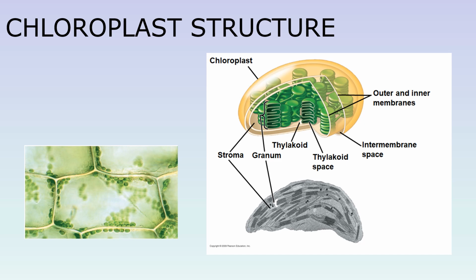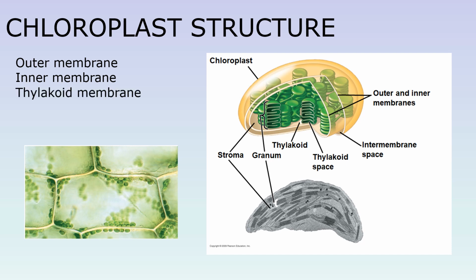The chloroplast, similar to the mitochondria, has an outer and an inner membrane. However, there is a third membrane inside that is called the thylakoid membrane. It surrounds what looks like these green stacks of coins called granum, or plural grana. Remember, this is a chloroplast, not a cell, right? This is one of many organelles contained in a eukaryotic cell, like the plant cell here on the left.